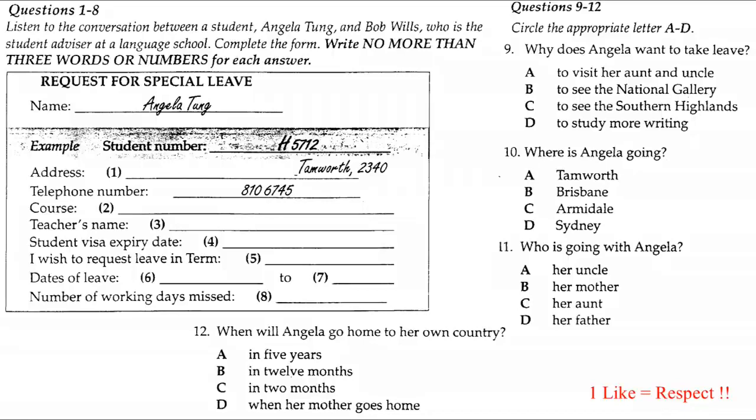Angela's student number is H5712, so that has been written on the form. Now we shall begin. You should answer the questions as you listen, because you will not hear the recording a second time. Now listen carefully and answer questions 1 to 8.